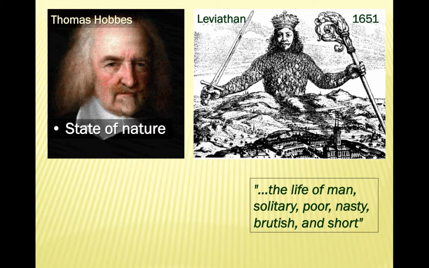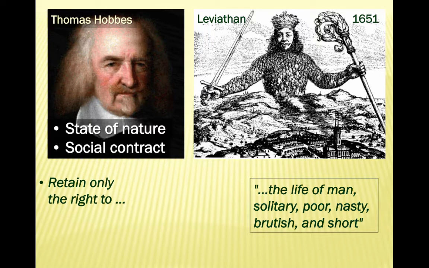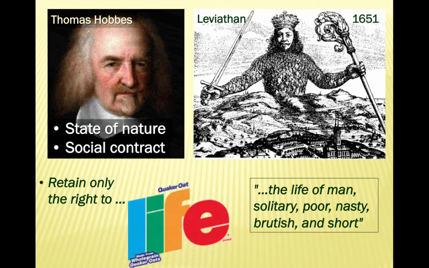People would be without security and would fear death. So, in order to avoid this situation, people consent to an unwritten social contract with an absolute ruler to maintain stability and protection. According to Hobbes, this was the only way to establish a civil society. Even if the monarch was incompetent, corrupt, or tyrannical, it was still better than the alternative. People would retain only the right to life, because obviously, if you are dead, you have no rights.